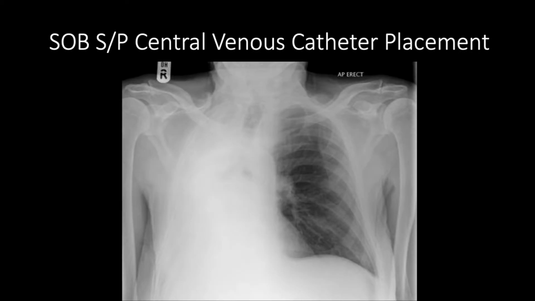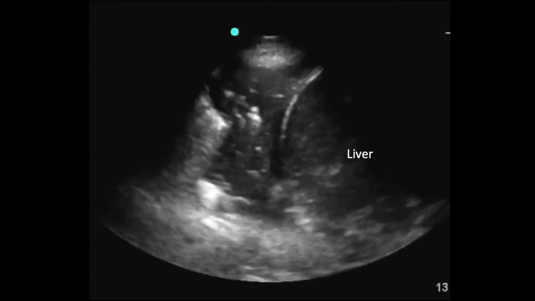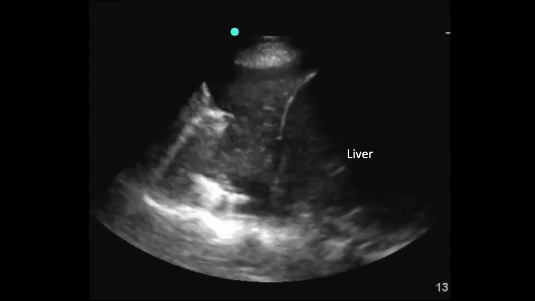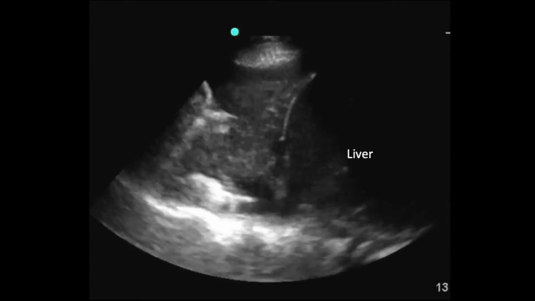What about this same patient following the central venous catheter placement and shortness of breath? If you got this chest x-ray, what would you be thinking in this case? It looks different than that tension pneumothorax we had earlier. So when you place an ultrasound probe on this patient, now we're using the phased array probe in the mid-axillary line down by the diaphragm.